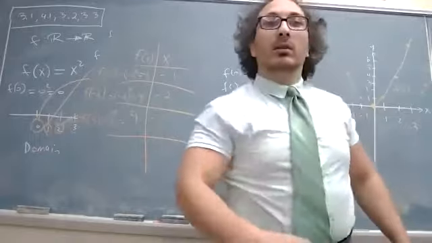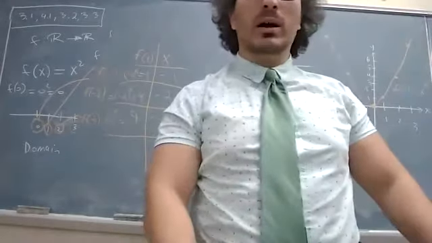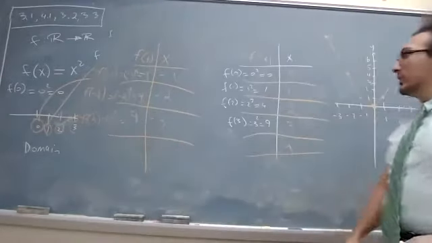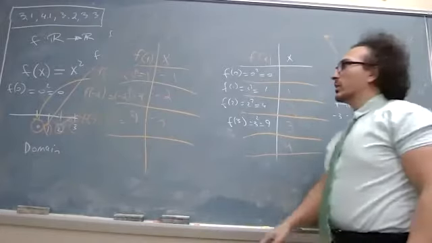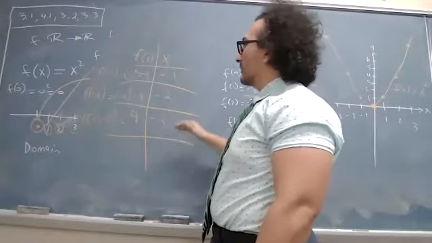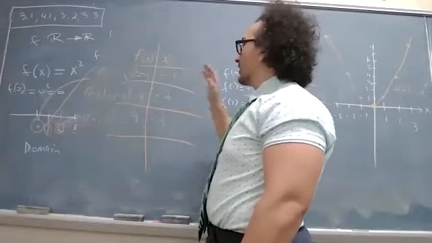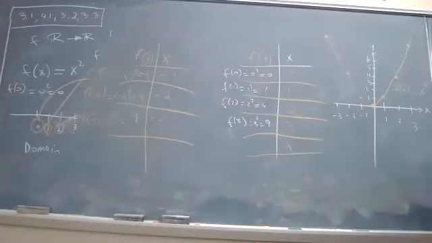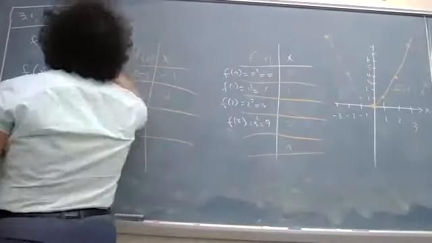Well, just know that a negative, whenever you square it, becomes a positive. So the reason these are all positive numbers is because they were positive to begin with. The reason these negative inputs output positive numbers is because -1 times -1 is a positive 1. -2 times -2 is a positive 4. And -3 times -3 is a positive 9.